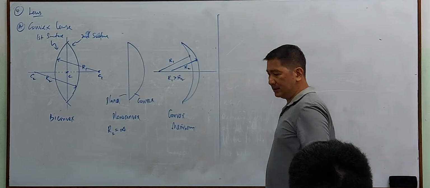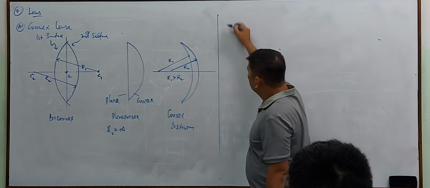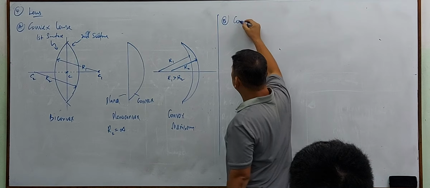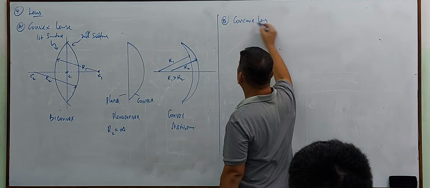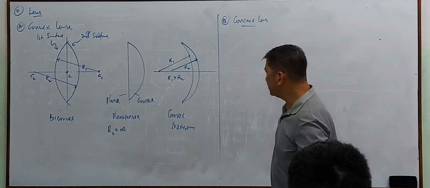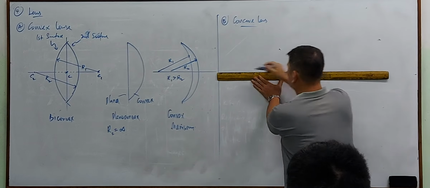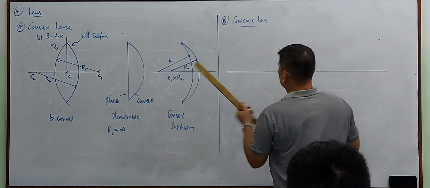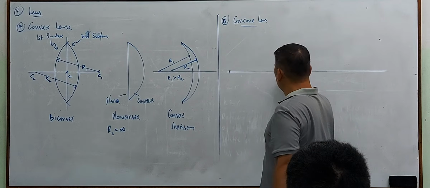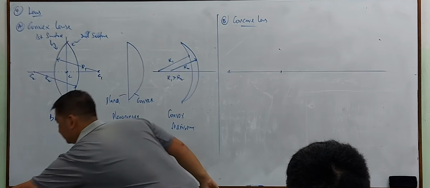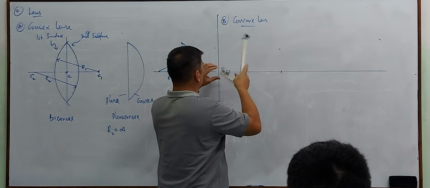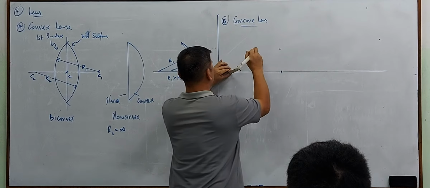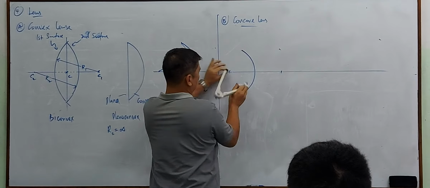Okay, convex lenses. Now, the second category is our concave lens. Concave lens have the opposite appearance compared to the convex. So we have 1, 2. This one have to swing it. Right. Like that.